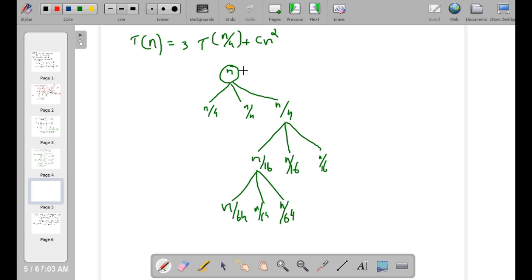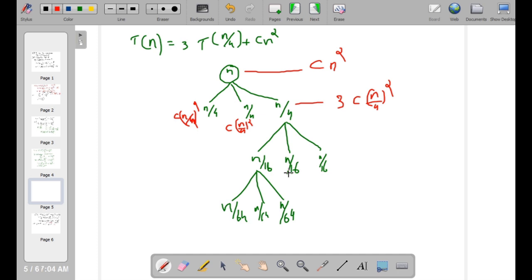Okay, so here the problem cost is cn square. Here the cost will be 3 problems of size n by 4. So the cost will be Cn by 4 square here, Cn by 4 square here, and Cn by 4 square here also. So it will be 3 Cn by 4 square.